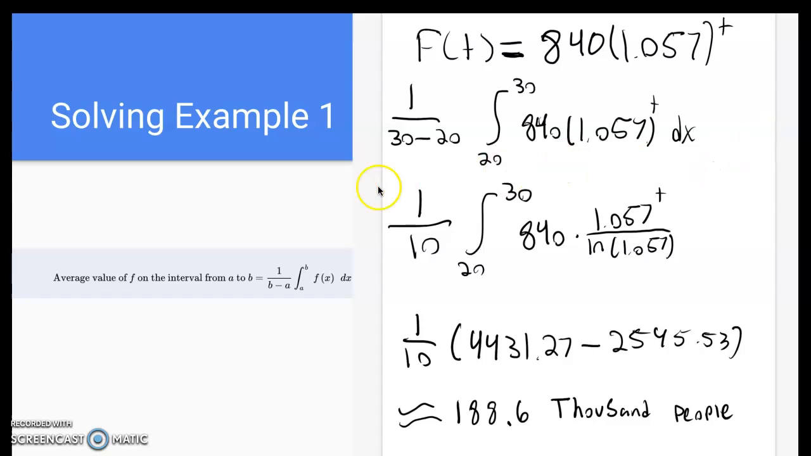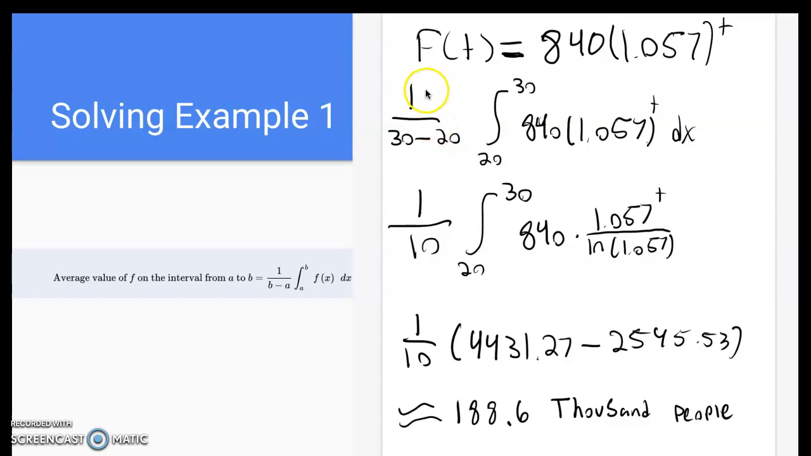So here we have to remember to keep our formula in mind, and then we're going to write our base equation up top. f of t equals 840 times 1.057 to the t. Then we just start plugging things in. First, our b value is going to be 30 years, because it is 30 years from 2010 to 2040. And then our a value is going to be 20 years, because it's 20 years from 2010 to 2030.